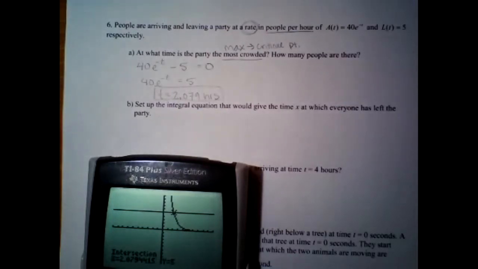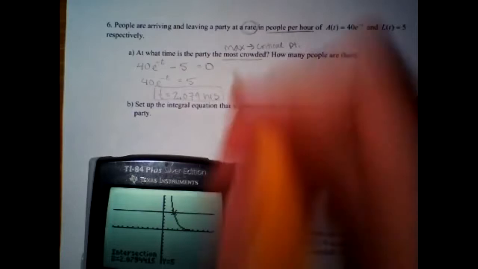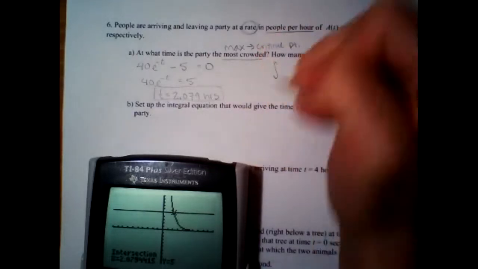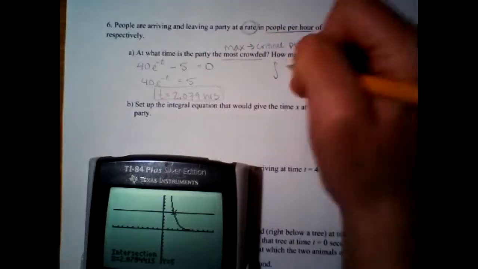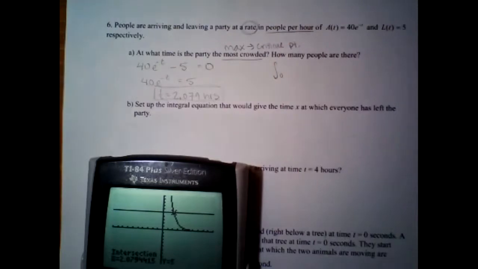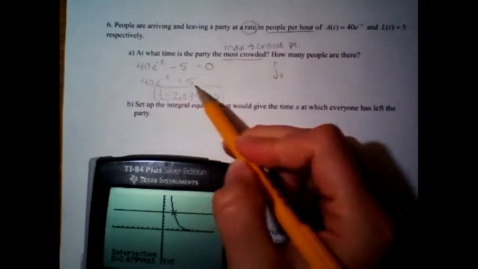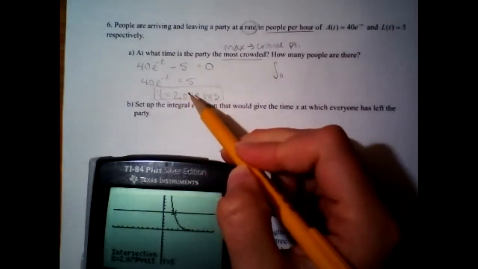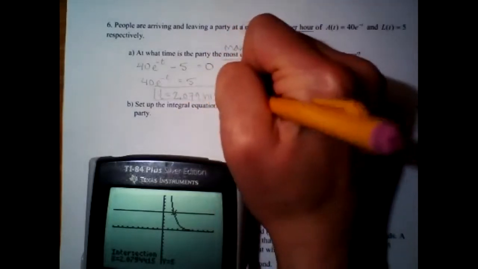Now there's a follow-up question. How many people are there? So that means we need to accumulate people. That's going to be an integral. We need to accumulate people from 0, which would be the beginning of the party, until this time. So what I'm going to do is store this value. I'm going to store that as A.